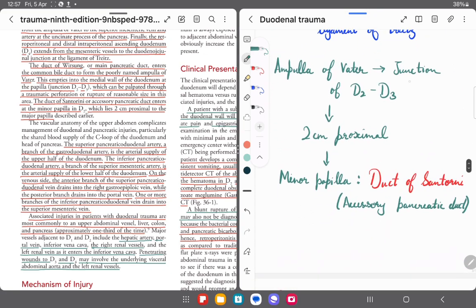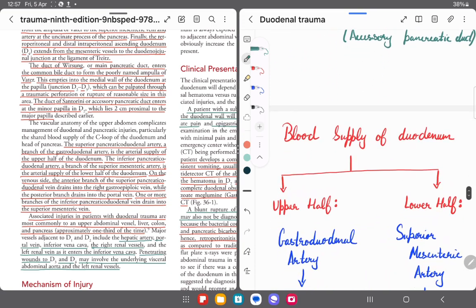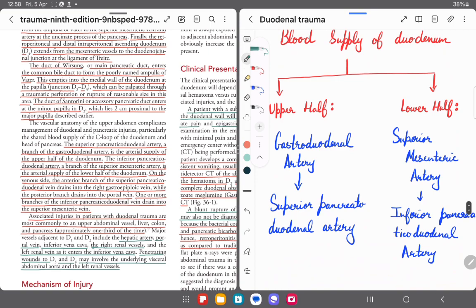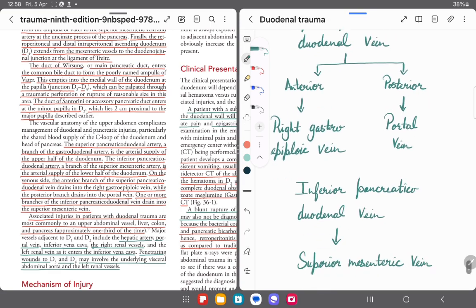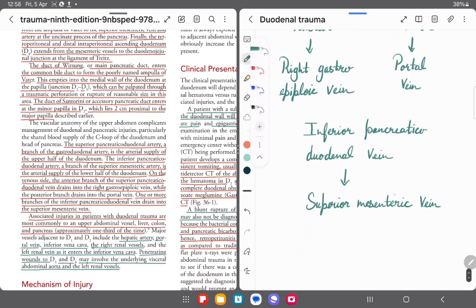Ampulla of Vater is at the junction of D2 and D3, and just 2 cm proximal to it is a minor papilla with duct of Santorini, which is the accessory pancreatic duct. Blood supply of duodenum is divided into upper half and lower half. Upper half is supplied by superior pancreatico-duodenal artery, which is a branch of gastroduodenal artery, and lower half is supplied by the inferior pancreatico-duodenal artery, which is a branch of superior mesenteric artery. Superior pancreatico-duodenal vein has two branches, anterior and posterior, which drain into right gastroepiploic vein and portal vein respectively. Inferior pancreatico-duodenal vein drains into superior mesenteric vein.